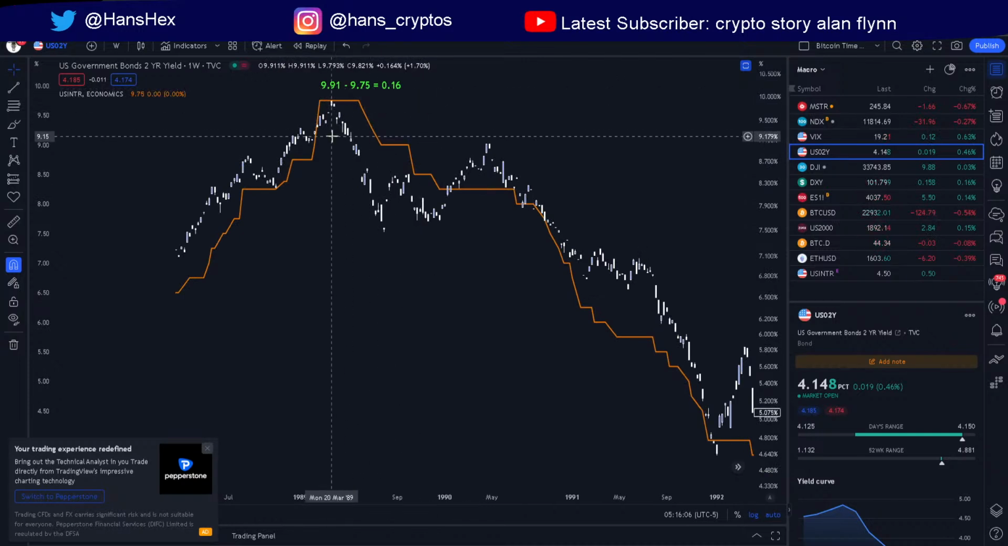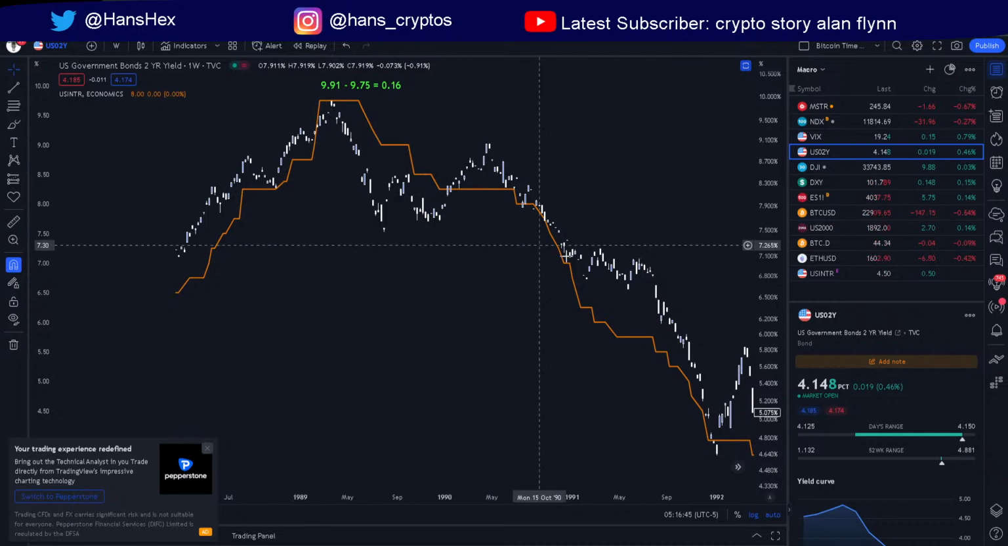The US 2-year yield was as high as 9.91%, which you would have gotten on your bond purchased from the government. So you would almost get 10% yield on that bond that you held for 2 years, right? But the interest rates only got to 9.75%, which was quite high, almost 10% interest rates back then. So the difference we can see was 0.16.